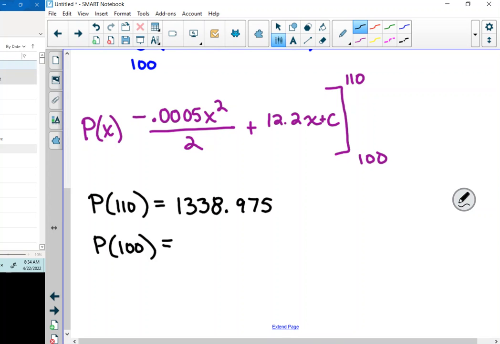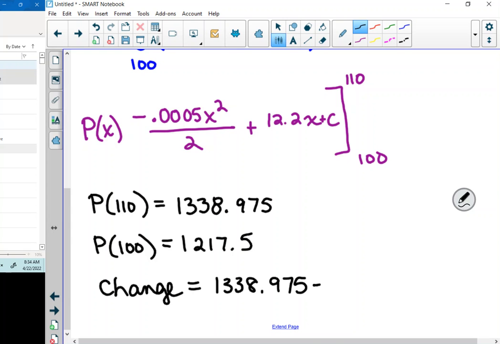Okay. I think I know what the final answer is supposed to be, so let's see if we get there. Negative 0.0005 times 100 squared divided by 2 plus 12.2 times 100. So that's 1217.5. So the change: 1338.975 minus 1217.5.